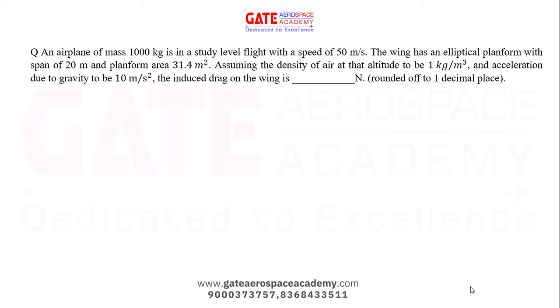So before we find induced drag, first of all we need to find the induced drag coefficient, right? So that formula we already know. CDI is equal to CL square upon pi AR for elliptical planform. So first of all we have to find out CL. So velocity V is equal to 50 meter per second, M is equal to 1000 kg, B is equal to 20 meter, and S is equal to 31.4 meter square.